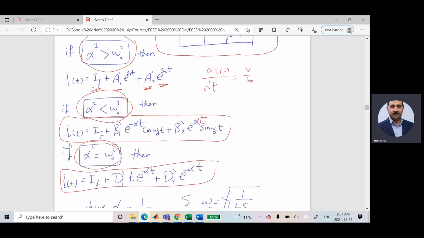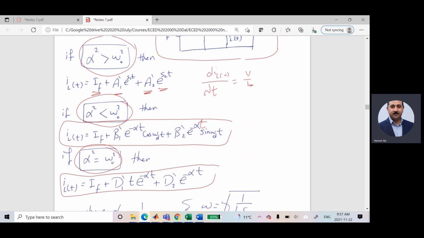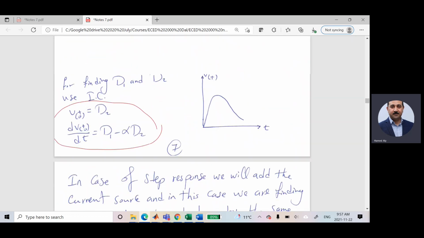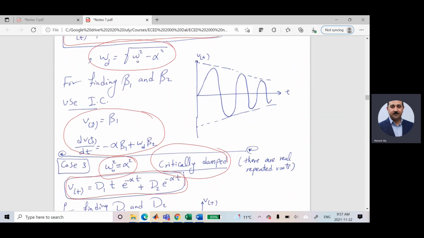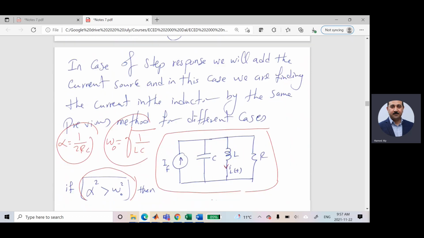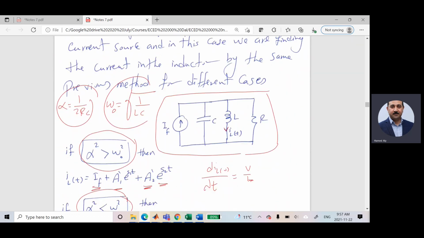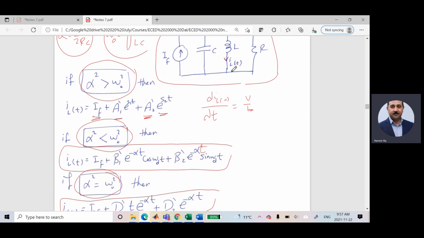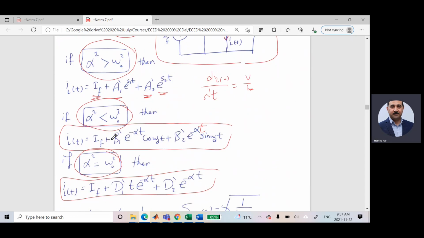If you look at the problem, this case is similar to the parallel RLC, but in the case of natural response, we are finding the voltage. In the case of step response, we are finding the current in the inductor, because those equations are derived based on the current in the inductor.